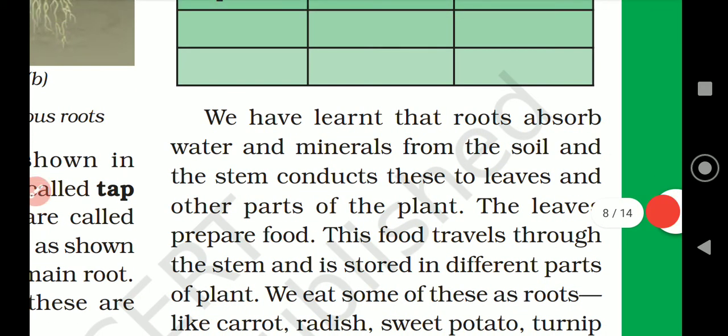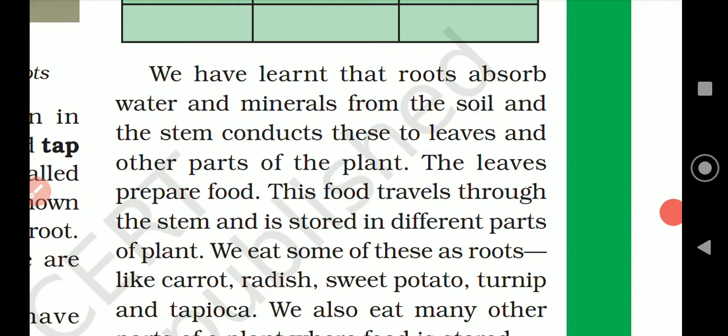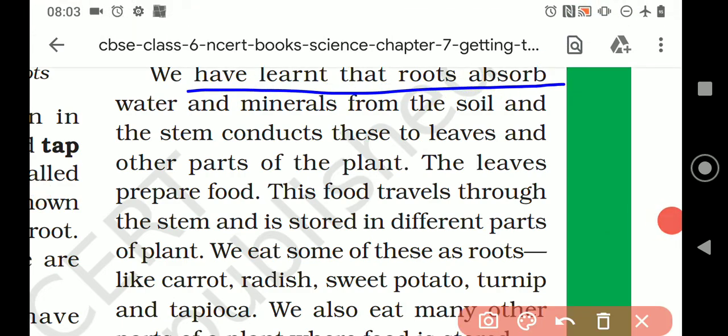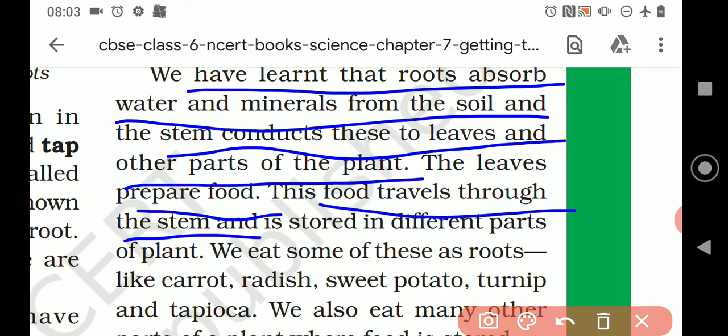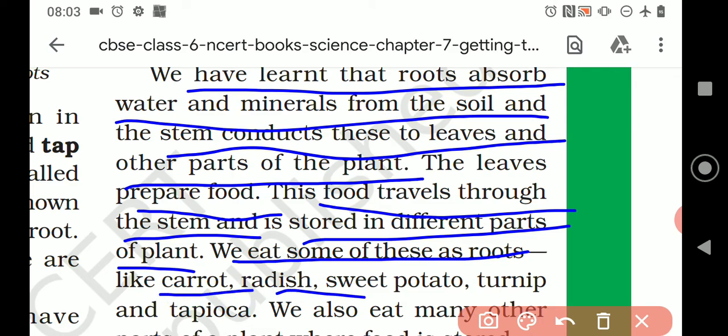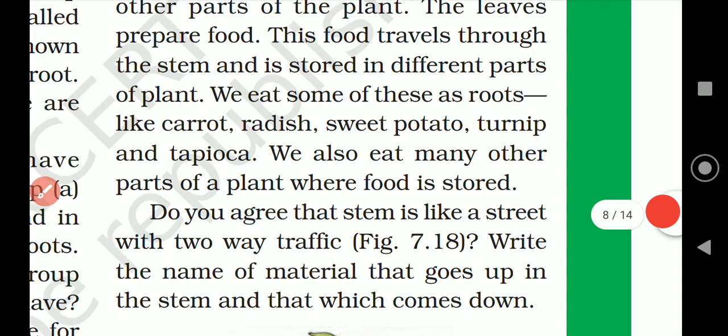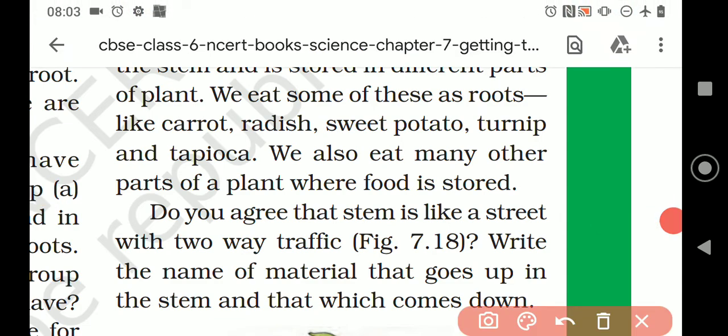So we have learned that the roots absorb water and minerals from the soil. The stem conducts these to leaves and other parts of the plants. The leaves prepare food and this food travels through the stem and is stored in different parts of the plants. We eat some of these as roots. So what are the root parts of the plant that we eat? They are carrot, radish, sweet potatoes, turnip, tapioca, etc. We also eat many other parts of the plant where food is stored.